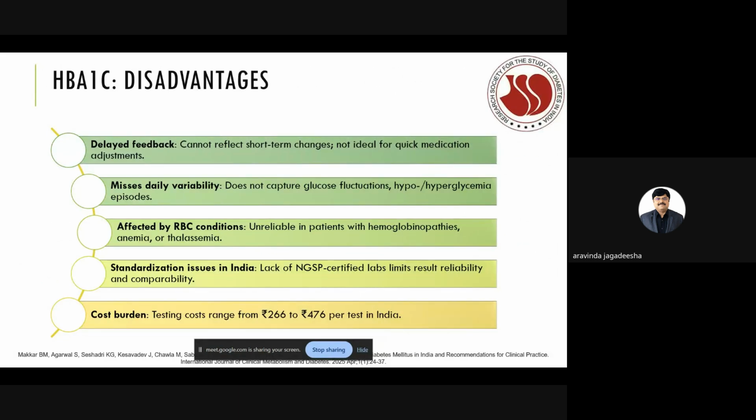The disadvantage of HbA1c: it gives delayed feedback. It cannot reflect short-term changes, so it is not ideal for quick medication adjustment. It misses daily variability; it does not capture glucose fluctuation or hypo- and hyperglycemia episodes. It is affected by RBC conditions, being unreliable in patients with hemoglobinopathies, anemia, or thalassemias. Most important in our country is the standardization issue: the lack of NGSP certified labs limits result reliability and comparability. Last but not the least, the cost burden. Testing costs around 250 to 450 rupees per test in India.